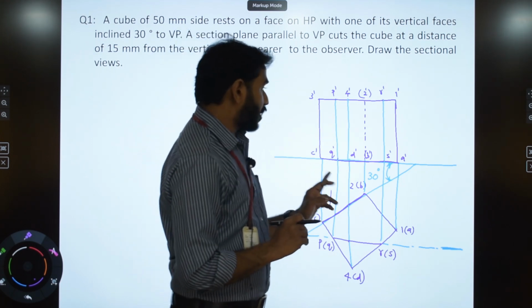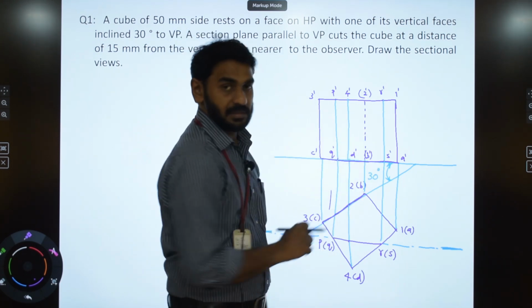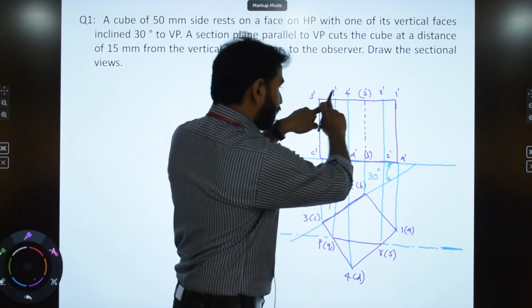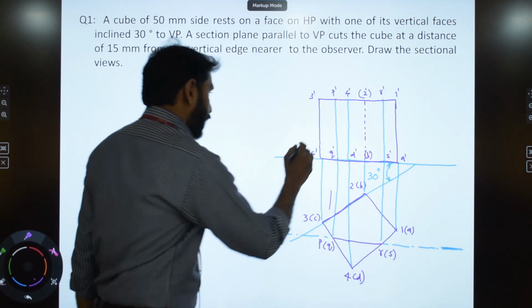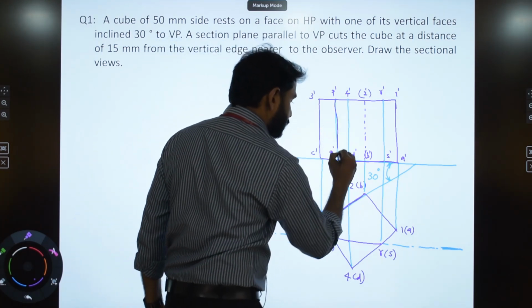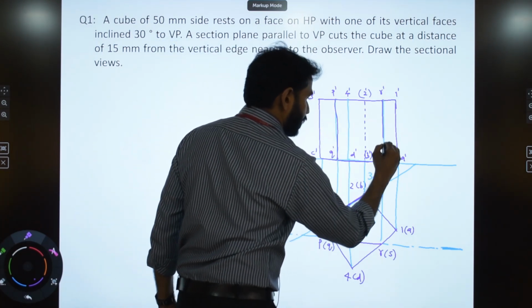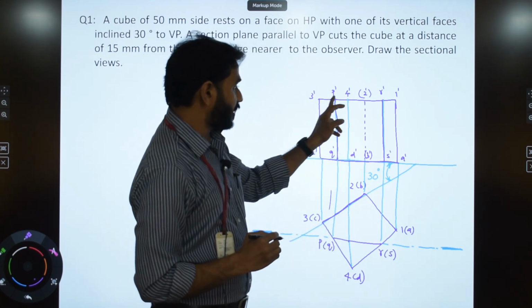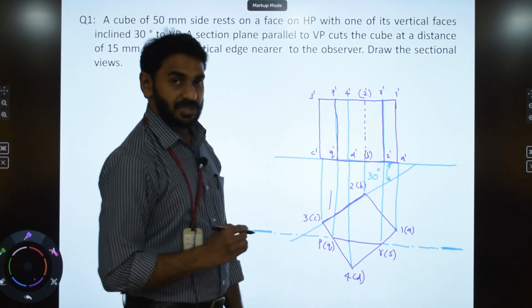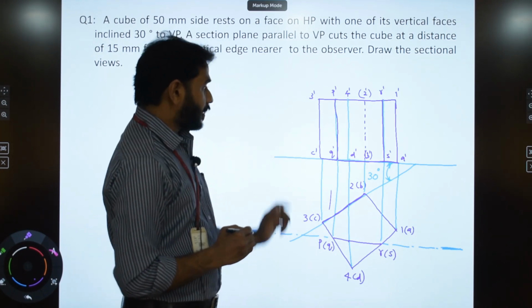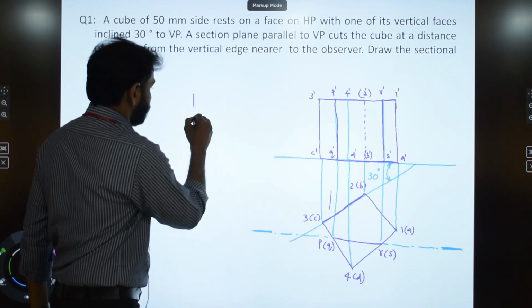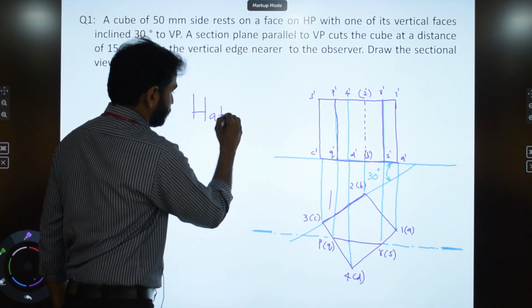Now the next thing that you have to do is simply join these cut points, that is P dash, Q dash, R dash and S dash. So you will be getting a rectangular shape. Now I connect P dash, Q dash and R dash, S dash. Now this is the sectioned surface. P dash, Q dash, R dash, S dash is the sectioned surface of the solid. Now in order to identify the sectioned surface, we use the hatching lines.